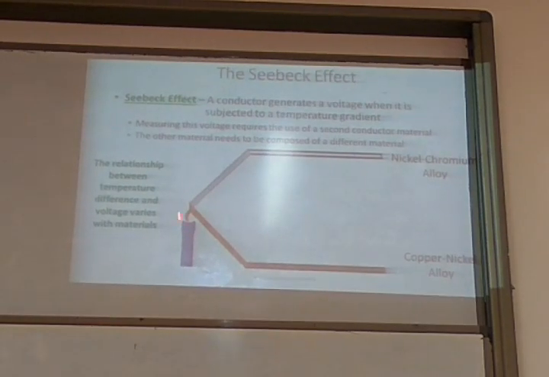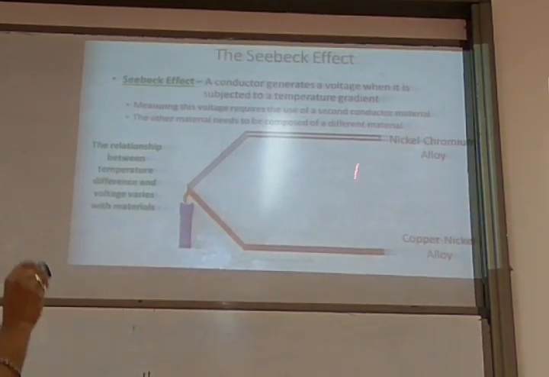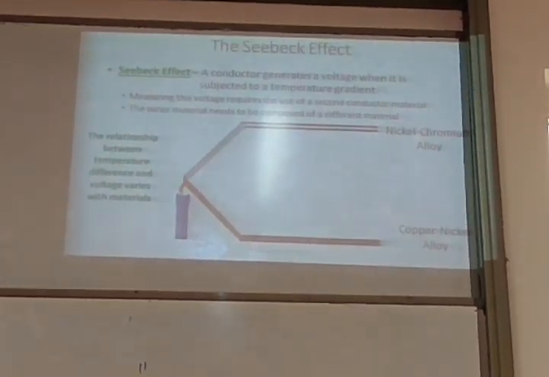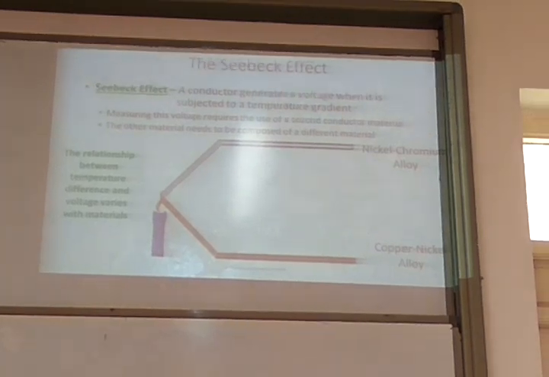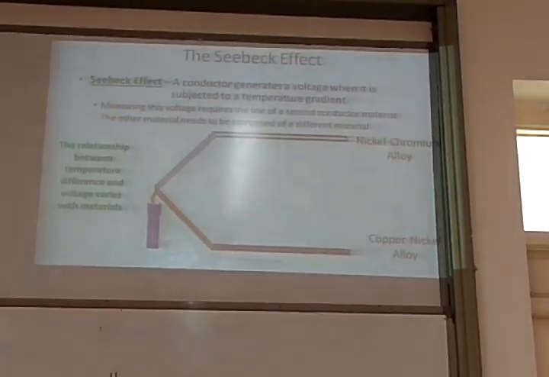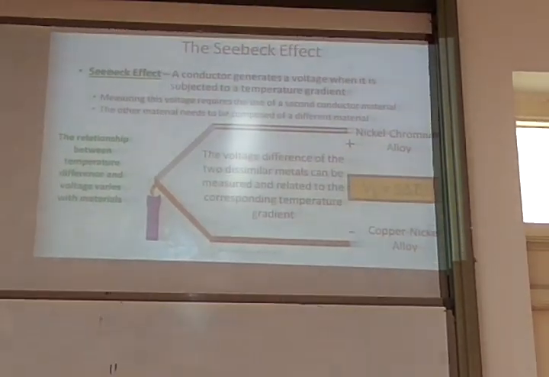So this is called a hot junction or measuring junction. This is the cold junction. That has to be necessarily kept at a different temperature than this, and it should be kept at one constant temperature, not at two different temperatures. So these are all mandatory things for measuring with a thermocouple.